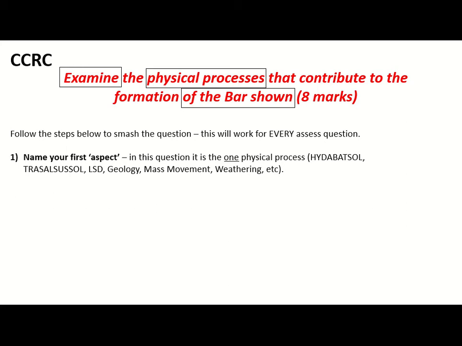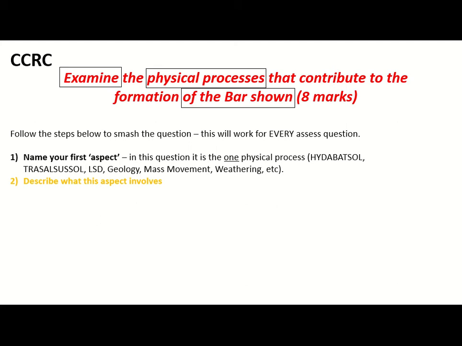So the first thing you need to do for this question is you name your first aspect, or in this case, because this is about physical processes that create a bar, your first physical process. So you have to pick one from hydraulic action, abrasion, attrition, solution, traction, saltation, suspension, longshore drift, geology, mass movement, weathering. All of these physical processes work together to create a bar. You just need to start with one of them, because remember, you're going to do several paragraphs. So pick one aspect, one physical process which created a bar.